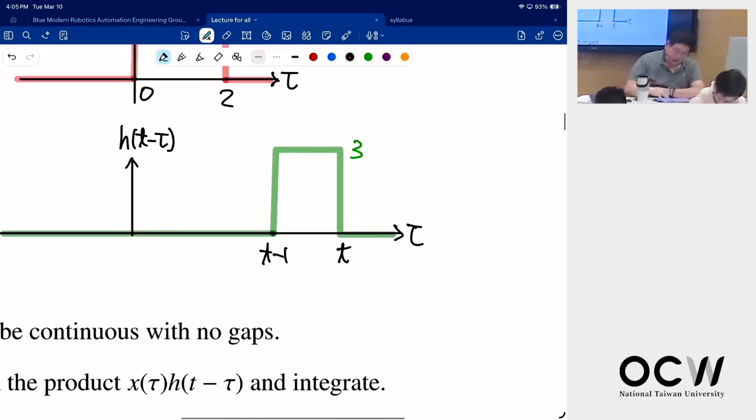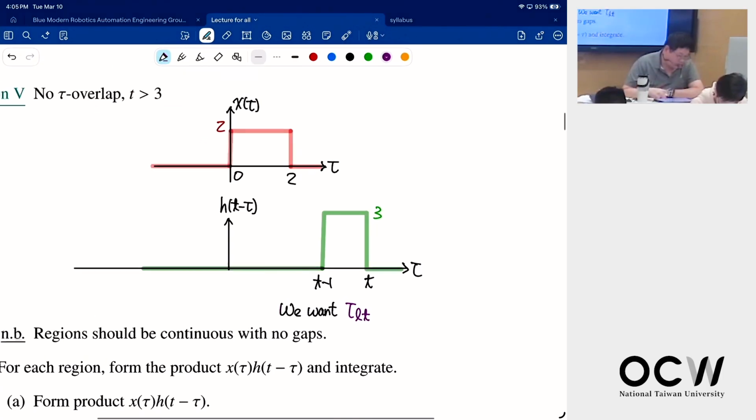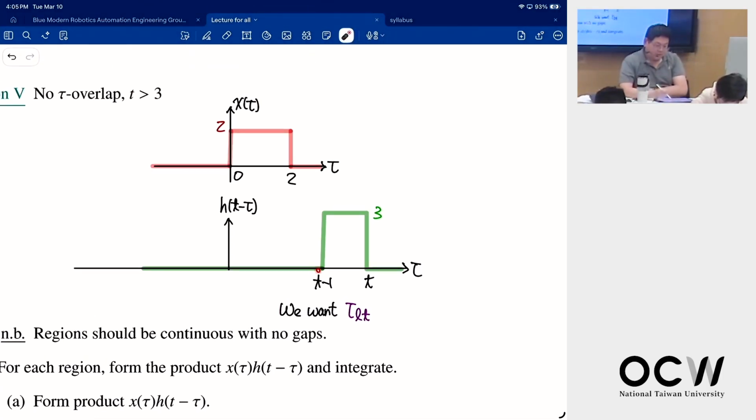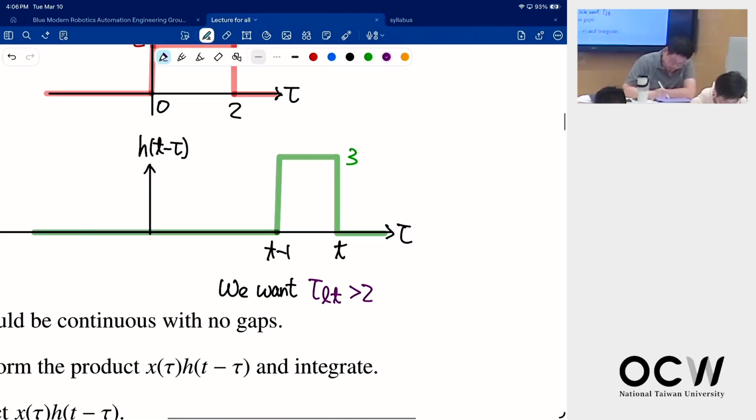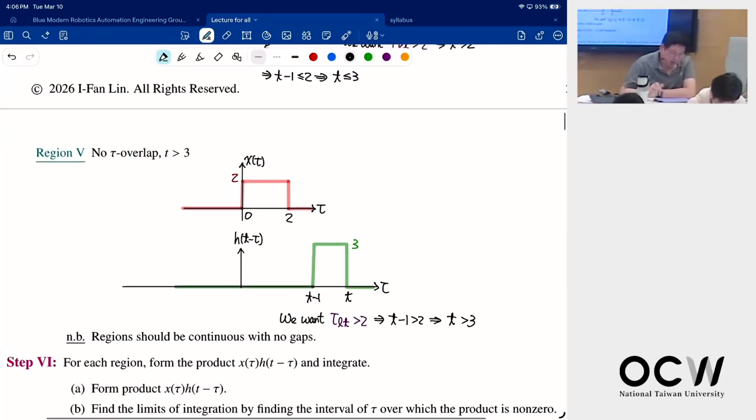Okay, what conditions here? We want tau left, t should be what? This point should be greater than 2, right? So we don't have an overlap. That means t minus 1 is greater than 2, so t should be greater than 3. That's why if you don't have overlap, t should be greater than 3.